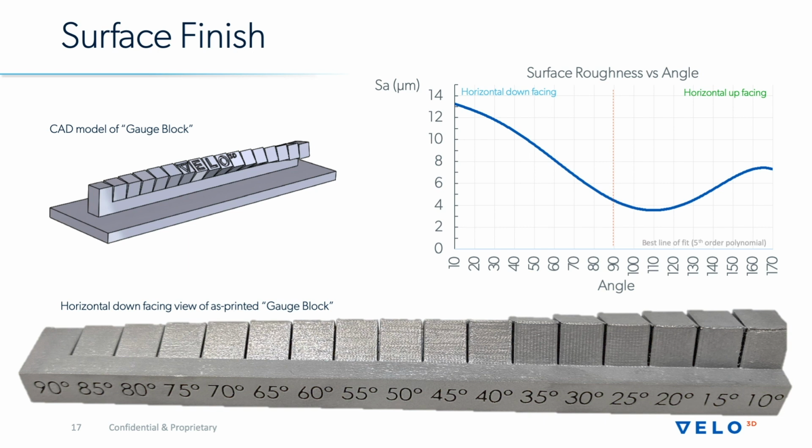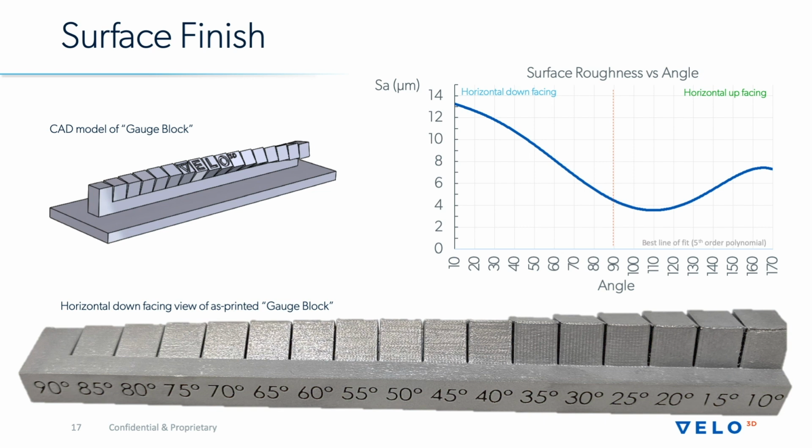So a few notes to take away from what you're seeing on this plot are that the minimum roughness is achieved near vertical and even slightly top facing a vertical. And the maximum roughness we get here is just under 14 microns SA, and the minimum being between 3 and 4 micron SA.